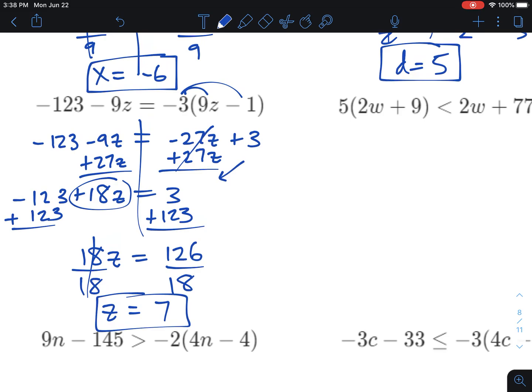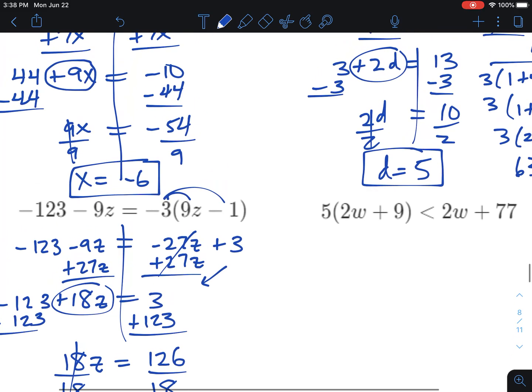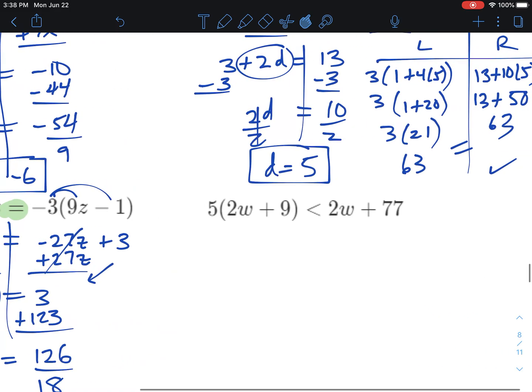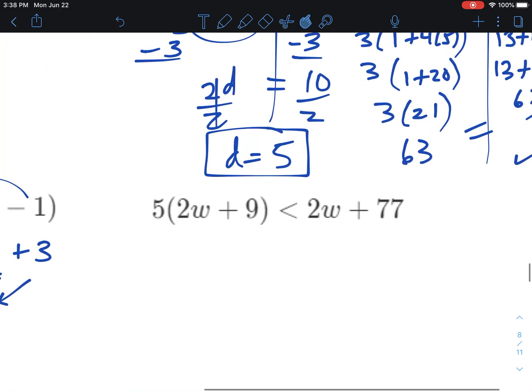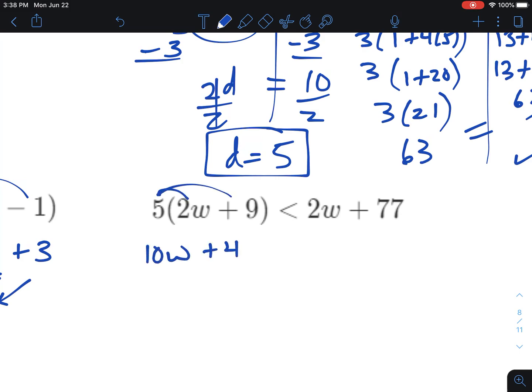Now these steps still apply if it's an inequality. Obviously equations have equal signs like we've had previously. The next ones are going to be inequalities, so we're going to have symbols that are not equal signs in between, but we're going to use the same steps. That 5 multiplier would be 10w plus 45. It's less than 2w plus 77.